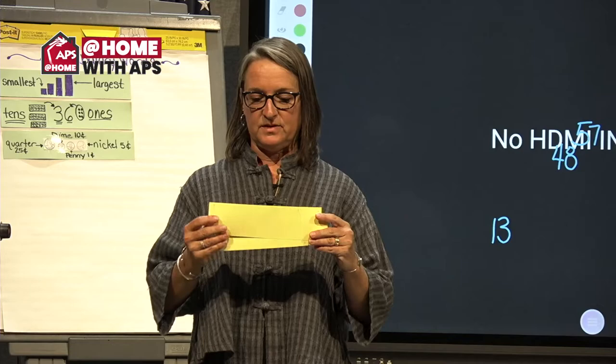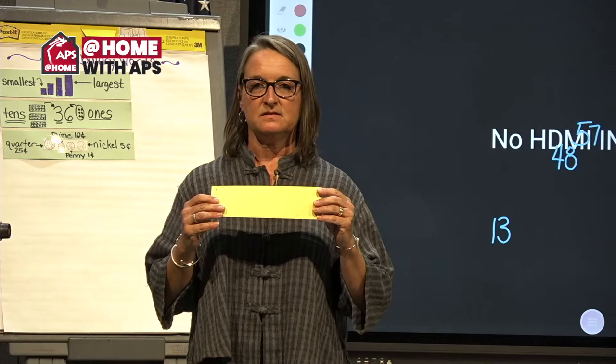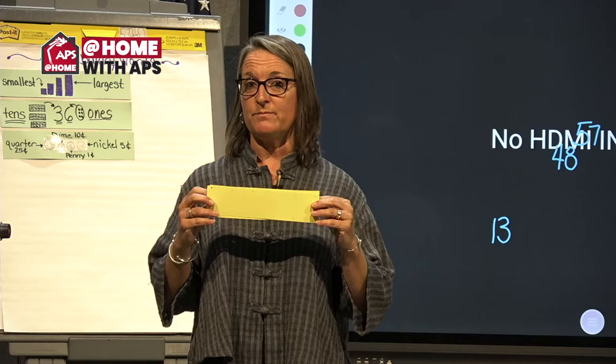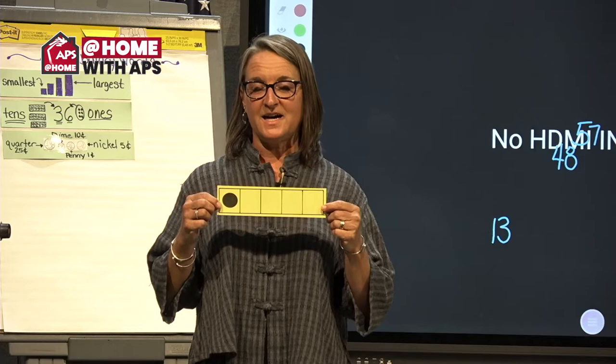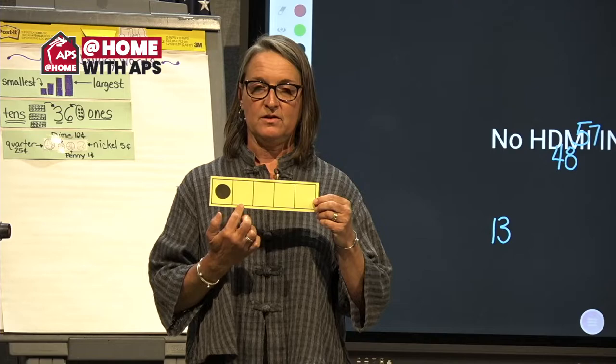Okay. Ready? How many dots? Three dots. And how many more to make five? How many were empty? Two. Three and two go together to make five. Last one. How many dots? One dot. If we only have one dot, how many more do we need to make five? Four more. Very good, kiddos.